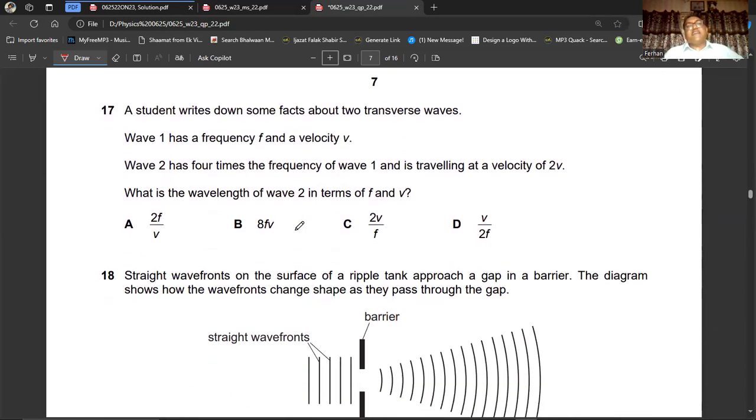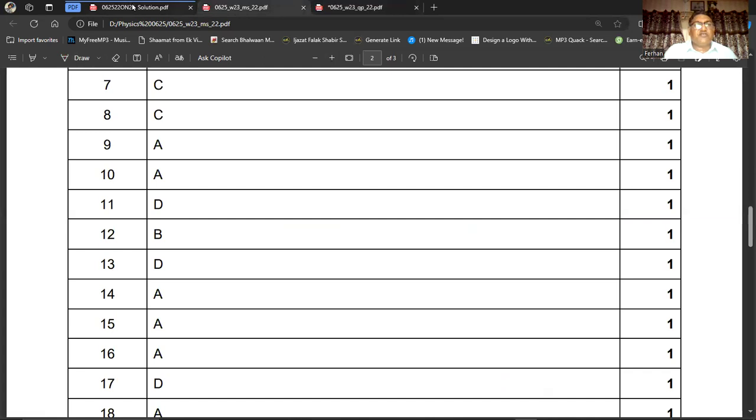So question number 17. A student writes down some facts about two transverse waves. Wave 1 has a frequency f and a velocity v. Wave 2 has 4 times the frequency of wave 1 and is traveling at a velocity of 2v. What is the wavelength of wave 2 in terms of f and v? Very simple. It's a straightforward question. So let's check.